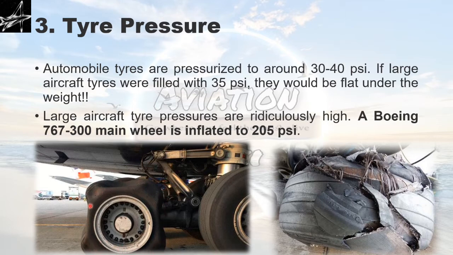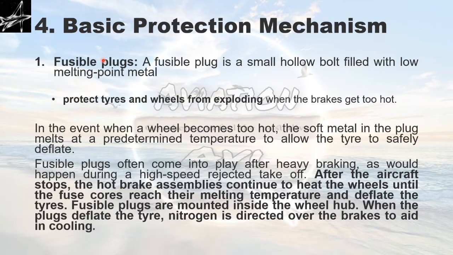So what are the remedial actions for this? Fourth, basic protection mechanism. First, fusible plug. A fusible plug is a small hollow bolt filled with low melting point metal. What it does is protect tires and wheels from exploding when the brakes get too hot. In the event when a wheel becomes too hot, the soft metal in the plug melts at a predetermined temperature to allow the tire to safely deflate.